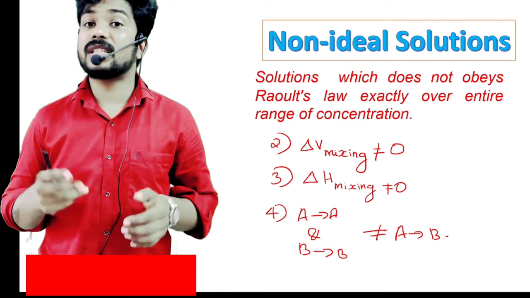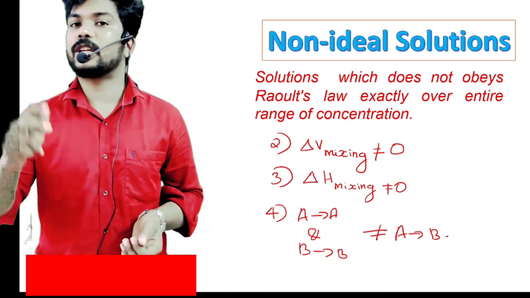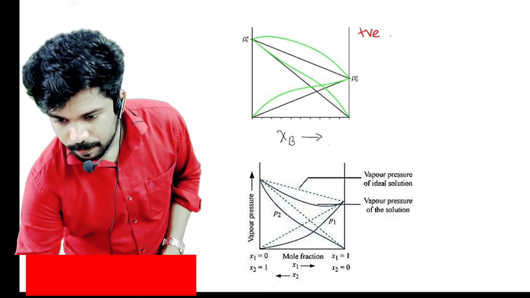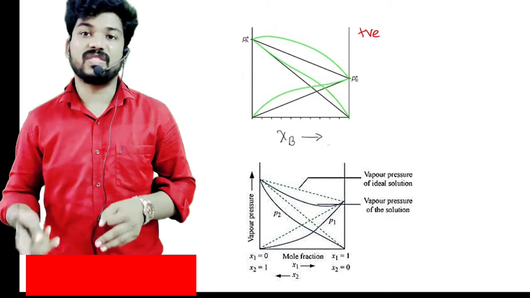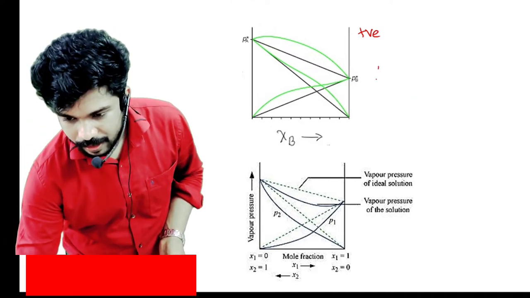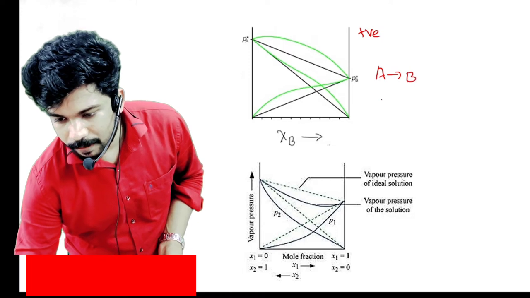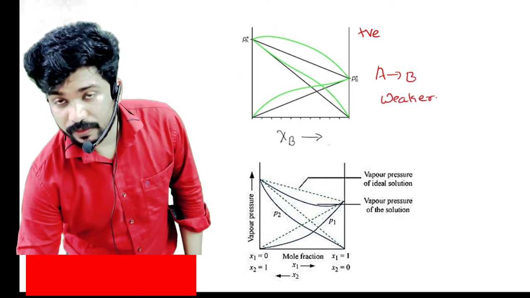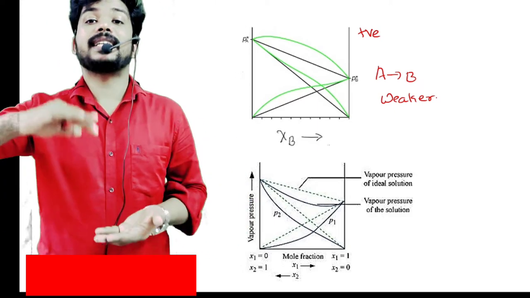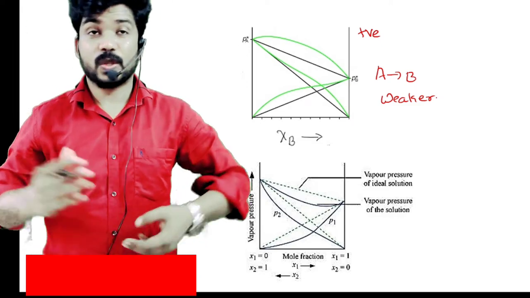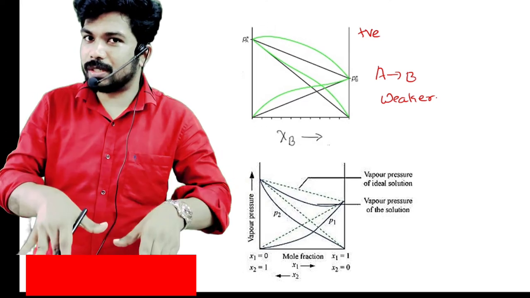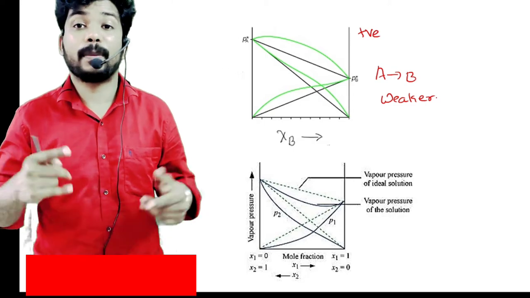And there are two deviations from the ideal behavior. In the case of non-ideal solution, there are two deviations. The first case is positive deviation. Here, you can see that the vapor pressure increased. How did the vapor pressure increase? The vapor pressure increased because the A to B interaction becomes weaker. If the A to B interaction becomes weaker, then the vapors can easily escape from the surface of the liquid. So the amount of vapors will increase and the vapor will exert pressure on the surface of the liquid, and that's how the vapor pressure increases.